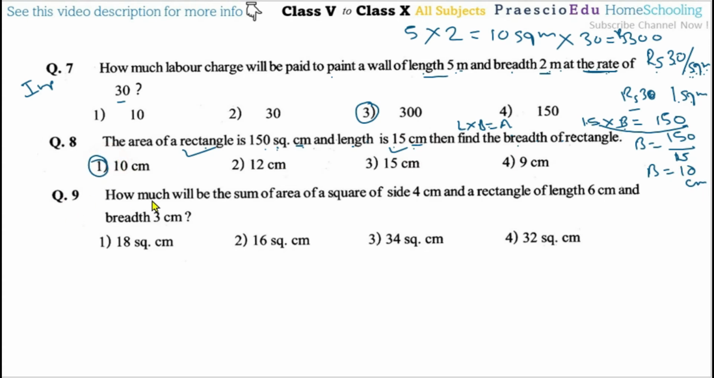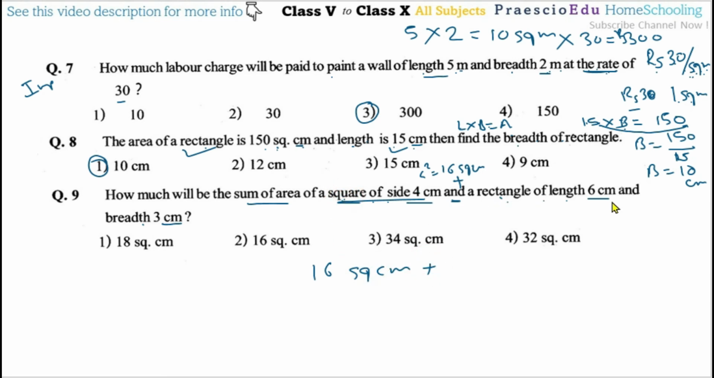Now question number 9. How much will be the sum of the area of a square of side 4 centimeter and a rectangle of length 6 centimeter and breadth 3 centimeter? So this square and the rectangle, we have to add, that is, the summation of the areas. This area is 4 square, 4 square is equal to 16 square centimeter, the area of the square.